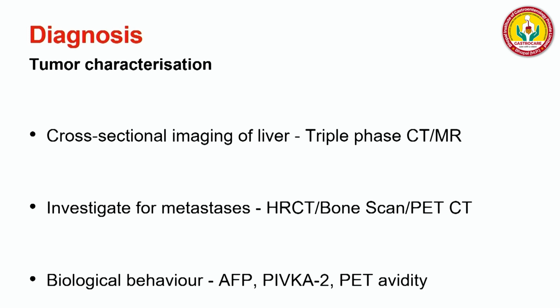And finally, biological behavior. It has a lot of bearing on treatment for these patients. So a 3 cm HCC with an alpha-fetoprotein of 10,000 has a completely different connotation from a 5 cm HCC with a normal AFP. The biological behavior is defined by AFP, PIVKA, and nowadays the new kid on the block is PET avidity. If your tumor is PET avid, it's a more aggressive tumor. If the tumor is non-PET avid, it's slightly less so. That's the basis on which most of the classifications are done.